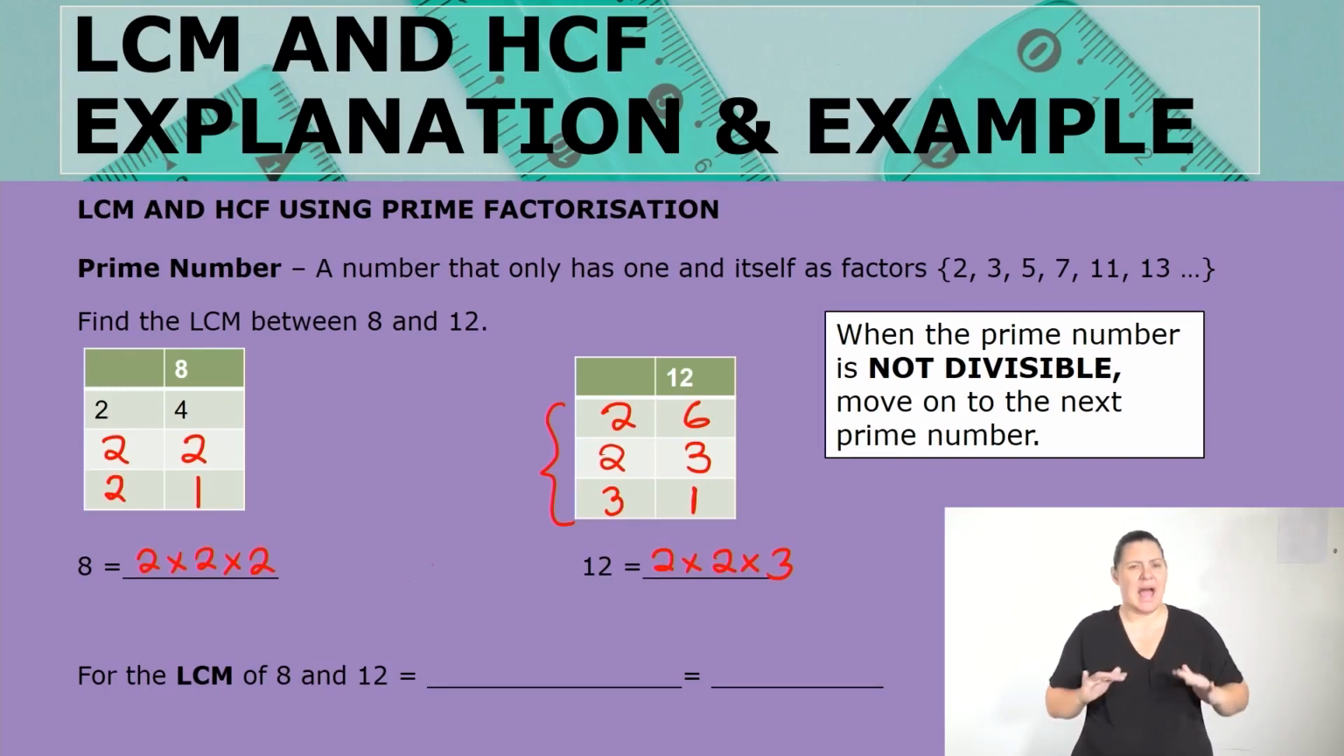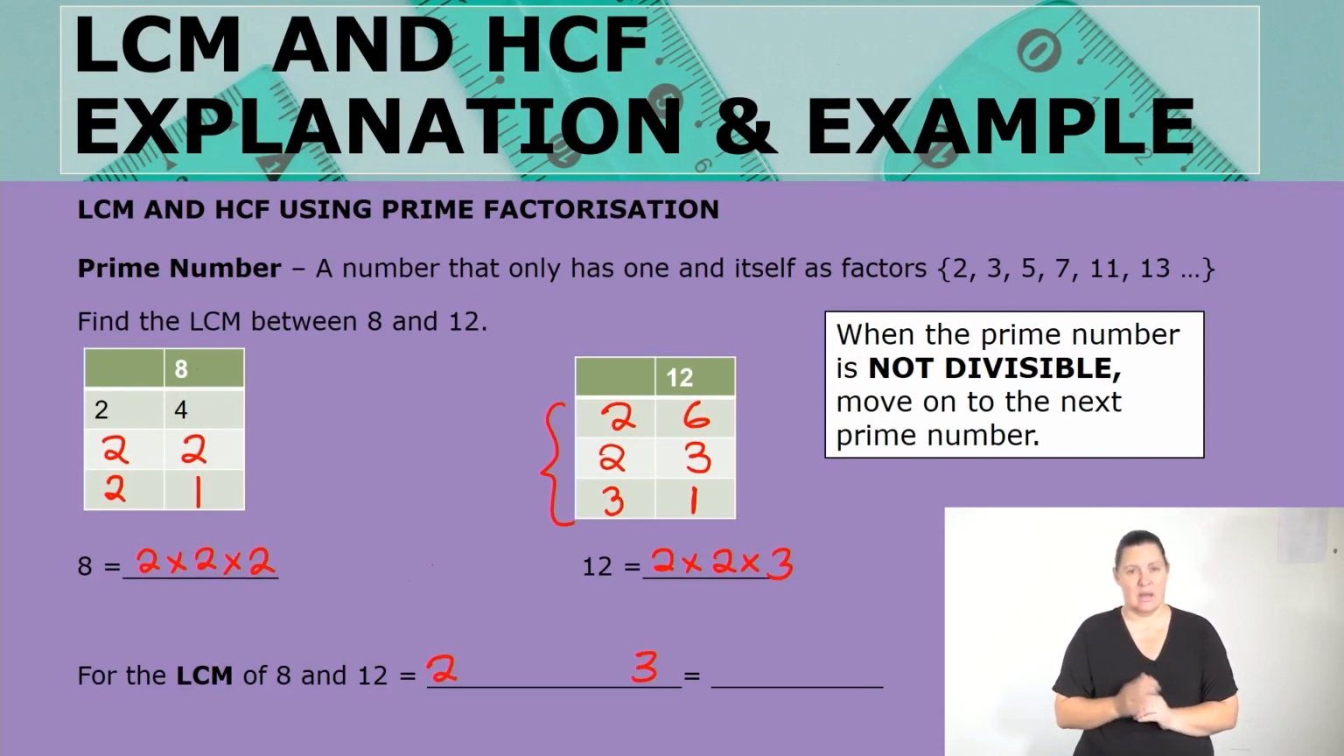So now, how do we find the lowest common multiple using prime factorization? We need to look at all the factors that we have used here. So we have used 2 as a factor, and we have used 3 as a factor. So we are not going to repeat the factor that we have used here. So I'm going to first list the factors that I have used, and that is a 2 and a 3.